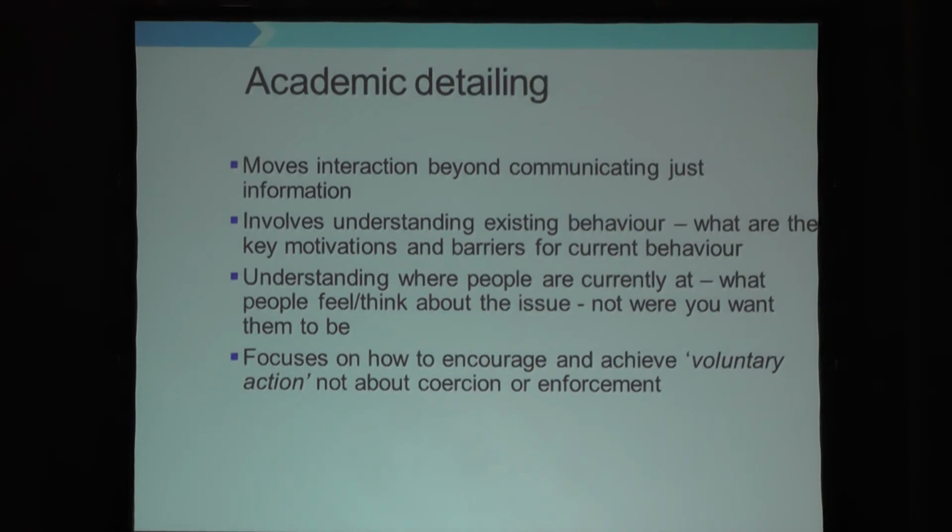It involves understanding existing behaviour. It requires us to work out where people are at, not just where we want them to be. So thinking about so many interventions and approaches and implementation science, we really have to understand the person who we are trying to influence. And it really focuses on achieving voluntary action.